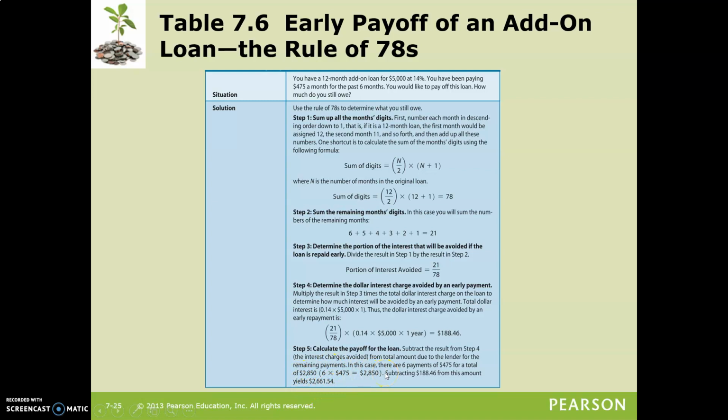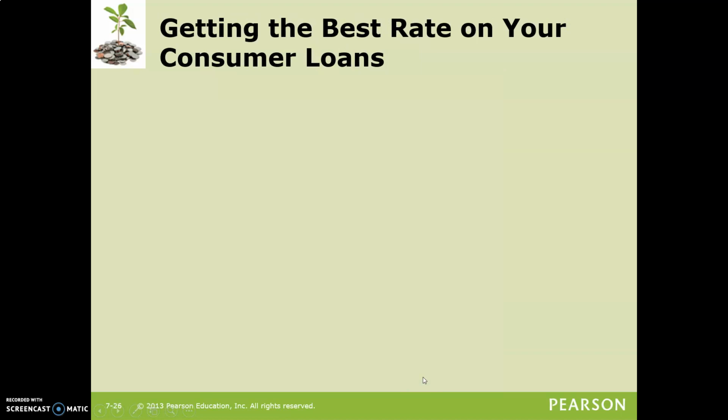Okay, you have paid for 6 months, then on the next month you would like to pay all, so you are avoiding this much of interest, 188.46.